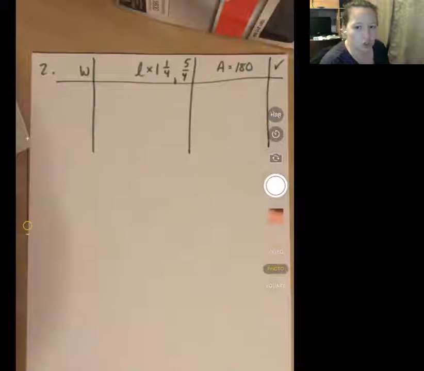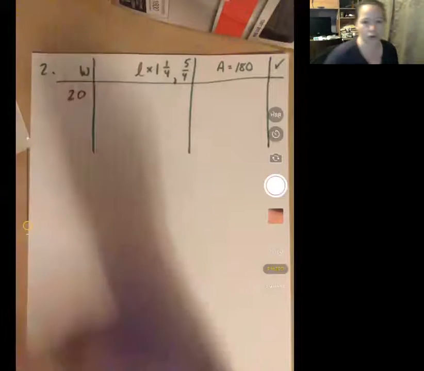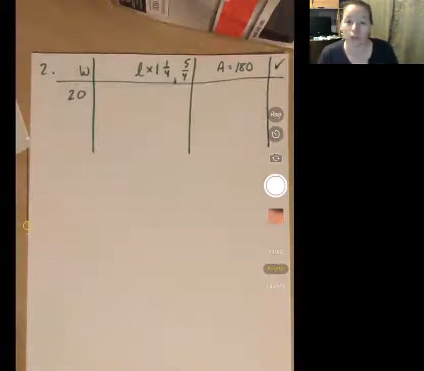Let's start with, let's see. So 180 divided by 9. Let's go with divided by 9 to start with. So that'll take us to 18 divided by 9 is 2. And then we put the 0 on for the 20. So let's start with a width of 20. And, oh no, wait a second. We probably don't. Well, okay, let's start with the width of 20 and see what happens.